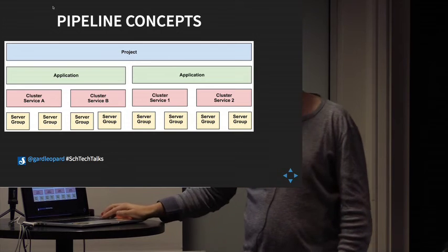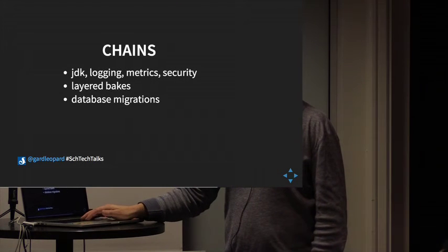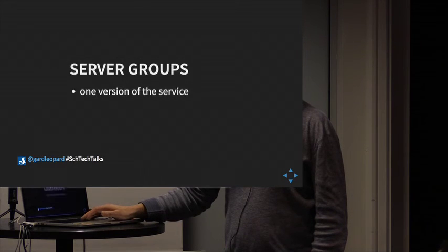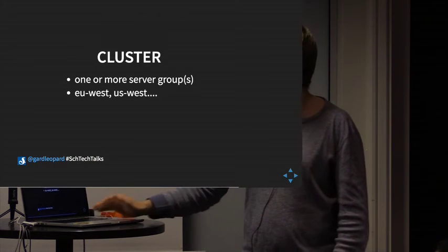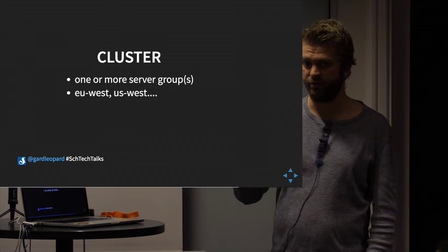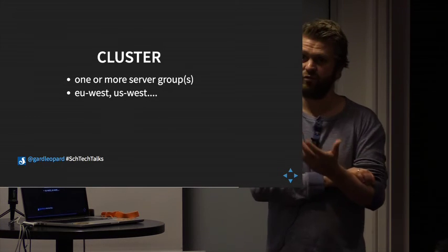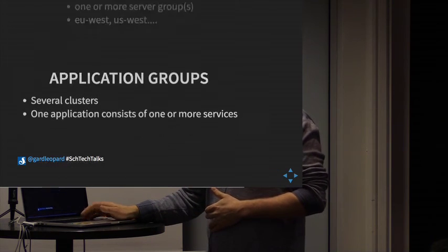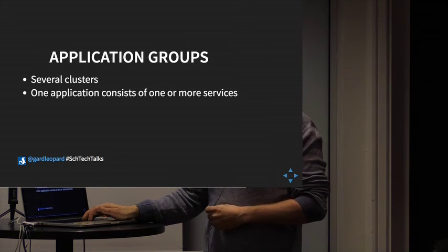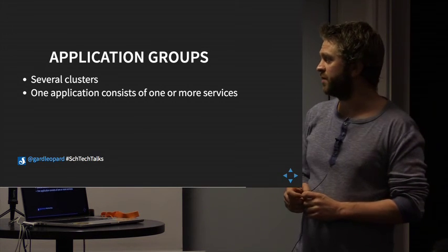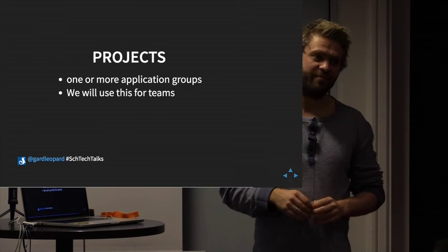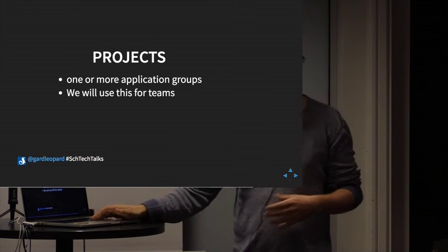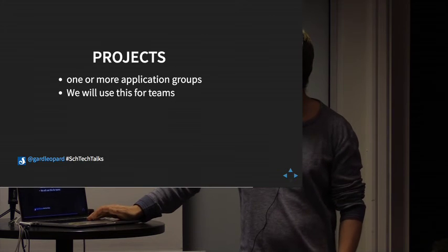So this is the relationships inside Spinnaker. Yes. So one server group is one version of your service. One cluster is one or more server groups. It's like I told you earlier. It can be in EU West or US West, and it can contain several versions of your application. Application groups can have several clusters, and one application can consist of one or more services. And projects are one or more application groups. So it should scale to many teams and many applications and services.